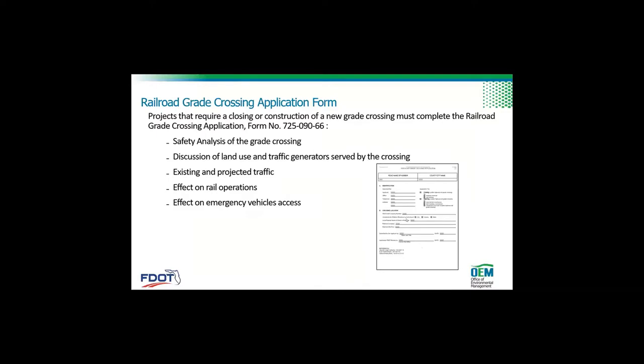All right, so railroad grade crossing application form. Projects that require a closing or construction of a new grade crossing must complete the railroad grade crossing application form. So safety analysis of the grade crossing, discussion of land use and traffic generators, existing and projected traffic, and effect on rail operations, effect on emergency vehicle access.